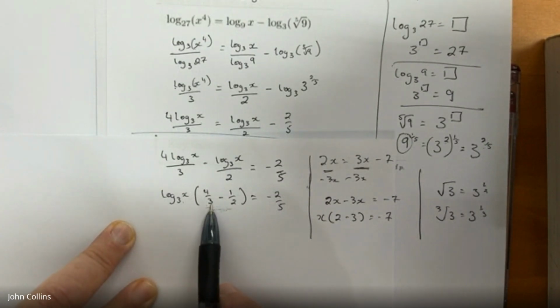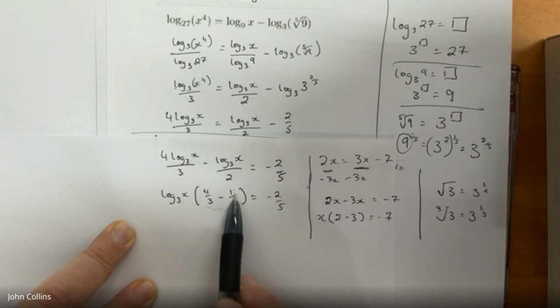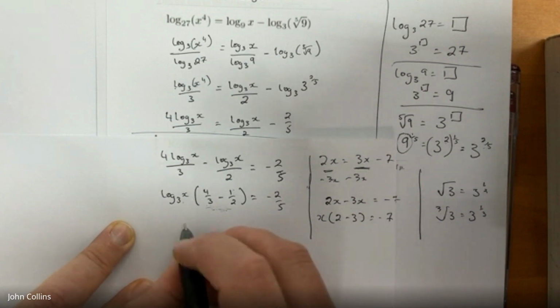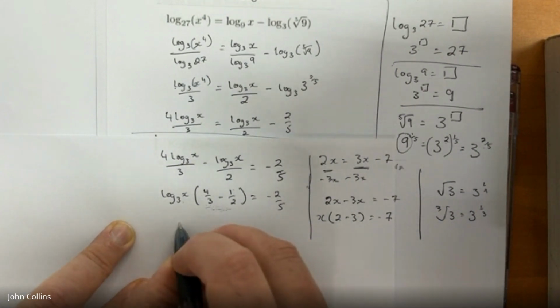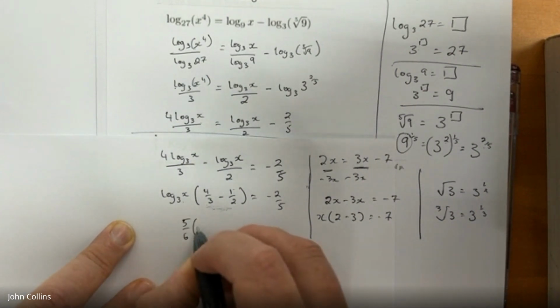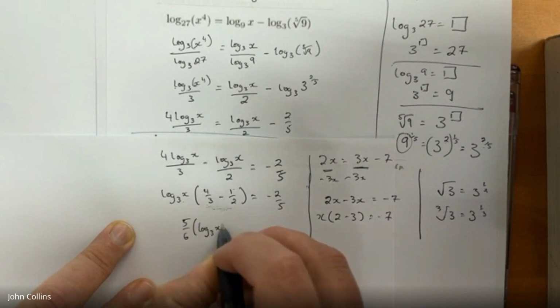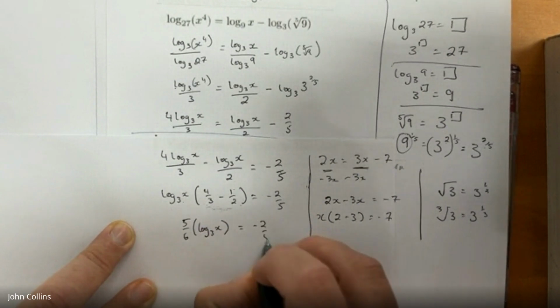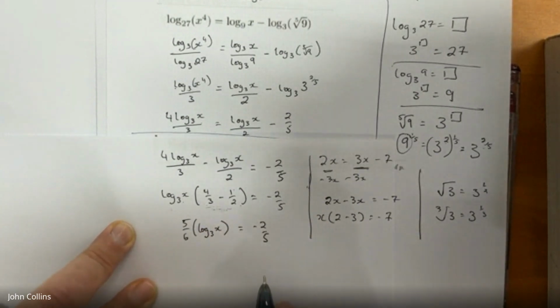5 over 6? Yeah, it is 5 over 6. So this can be 3 over 6. This is going to be 8 over 6. Subtract them. We get 5 over 6. So 5 over 6 times log 3x. I put it this side just because it's nicer. Minus 2/5. We're nearly there. We're nearly isolating x.